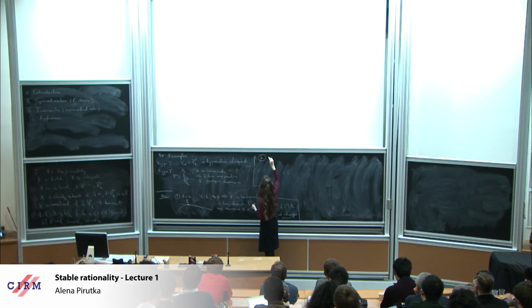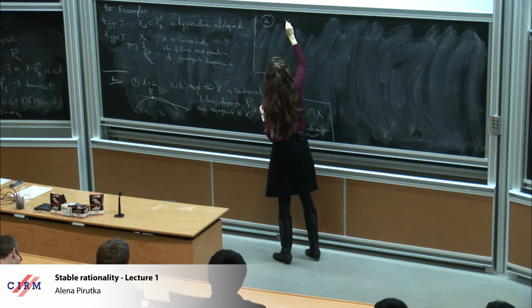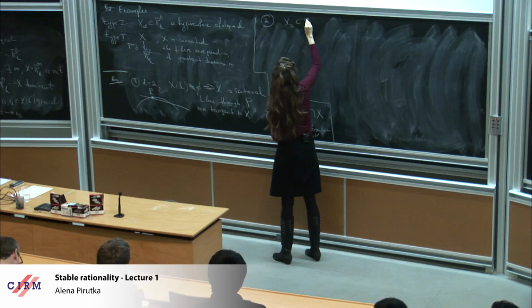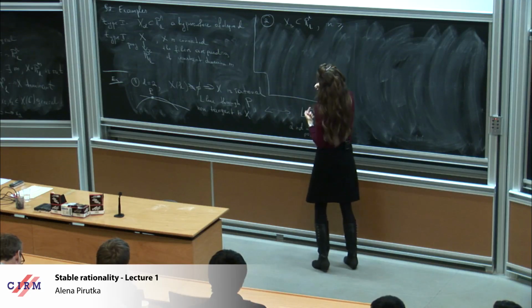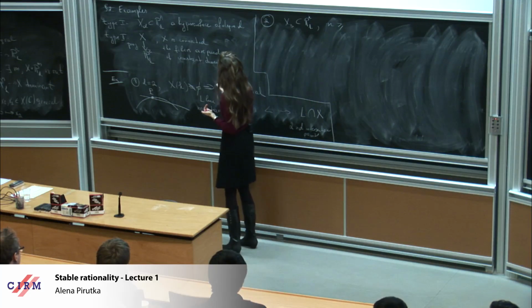Okay, so that's an example of something rational. Then unirationality: cubics in P^n. Well, I should have said smooth. Okay, X is smooth.